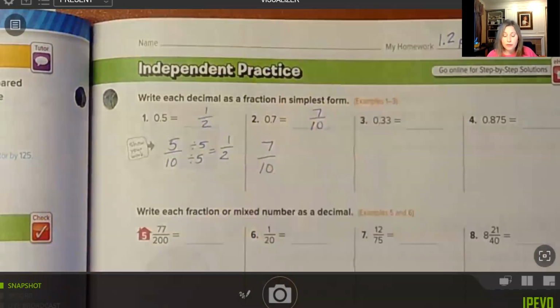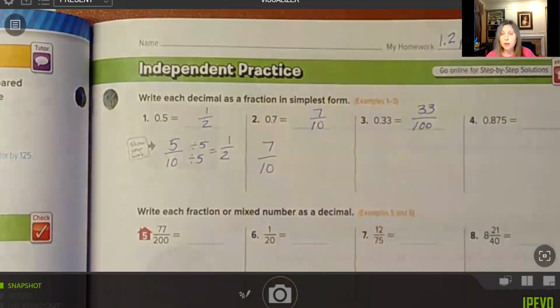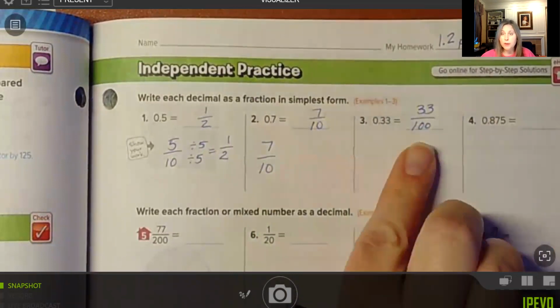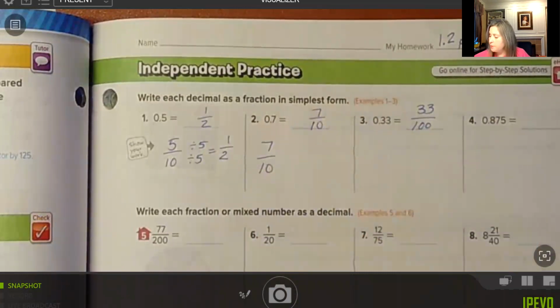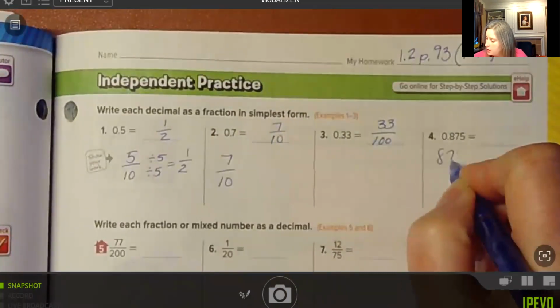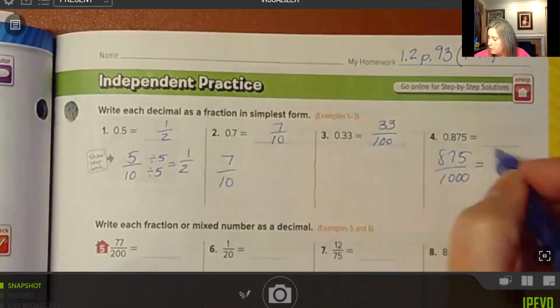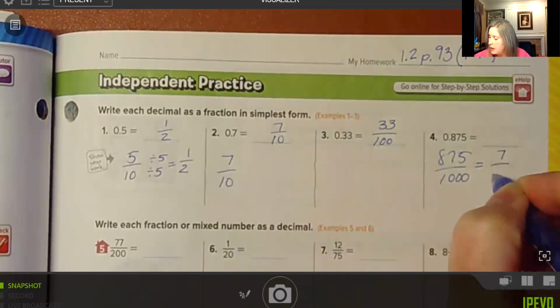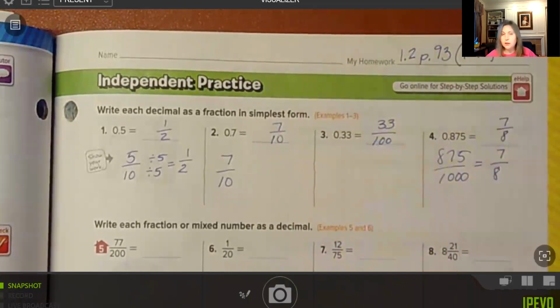Number 3, we have 33 hundredths. 33 only has factors of 1 and 33, and 3 and 11. And 100 is not divisible by 3 or 11. So it's already simplified. Then we have 875 thousandths. And these are both divisible by 25. So we would get 7/8. Okay, so this is going to be 7/8 in simplest form.